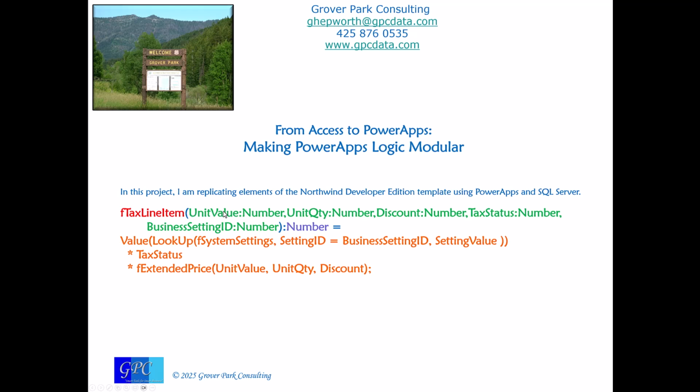It takes 5 input parameters: unit value, unit quantity, and discount, which we need in our extended price calculation. It also requires the tax status, which will be either tax exempt or taxable, and the business setting ID. The business setting ID allows us to look up the tax rate applicable to our current transaction. Now, we're ready to dive into the code.